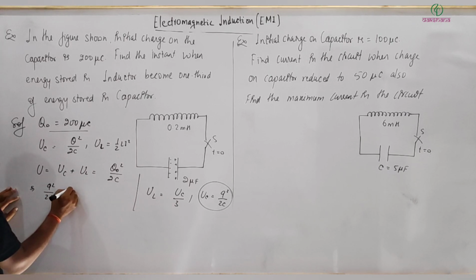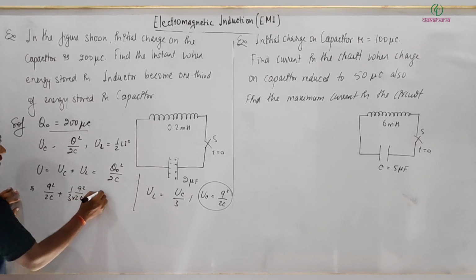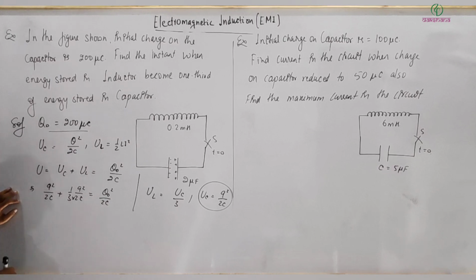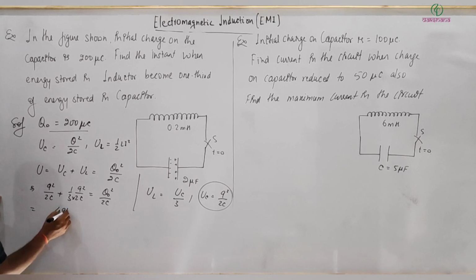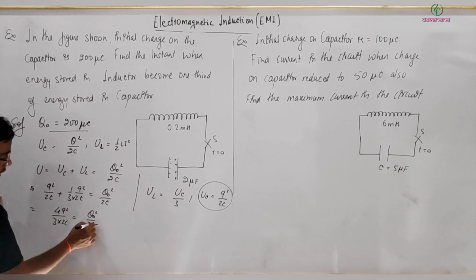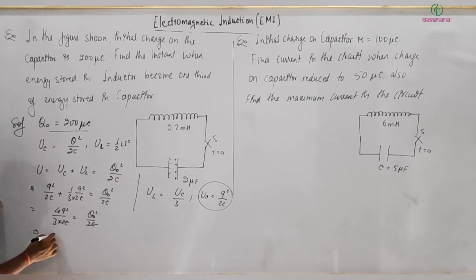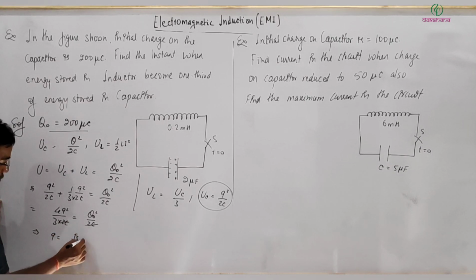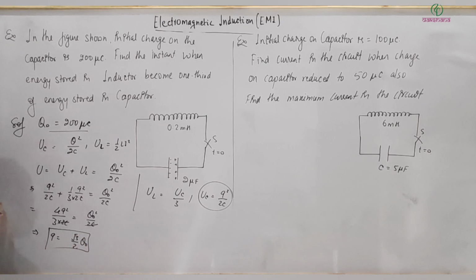If I substitute these things here, UC is Q square by 2C plus UL is equal to 1/3 of UC, that is Q square by 2C, and this is Q0, the initial charge, squared divided by 2C. Now if I simplify this, it comes out to be 4 Q square by 3 into 2C, and this is Q0 square by 2C. 2C gets cancelled and we get Q is equal to root 3 by 2 Q0. So it is the instant when charge reduces to this value, at which moment the energy stored in the inductor will be 1/3 of the energy stored in the capacitor.